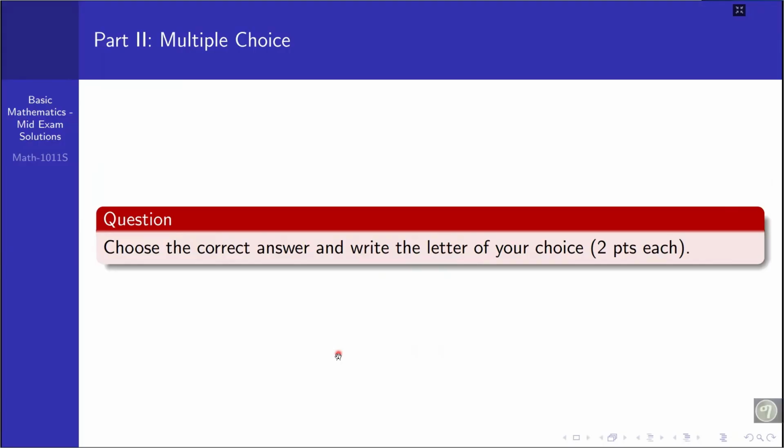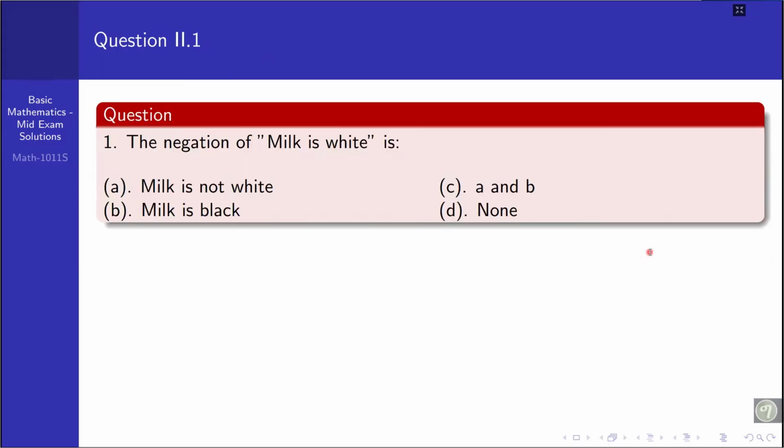Okay, the first part, and second item, of this exam could be a multiple choice item. The general instruction for this item could be: choose the correct answer and write the letter of your choice. Each weighs 2 points. So the first question: the negation of "milk is white" is A, milk is not white, milk is blank, and B, none.